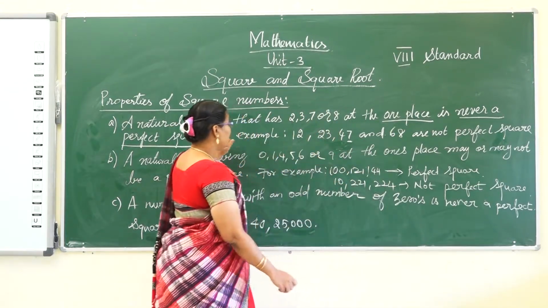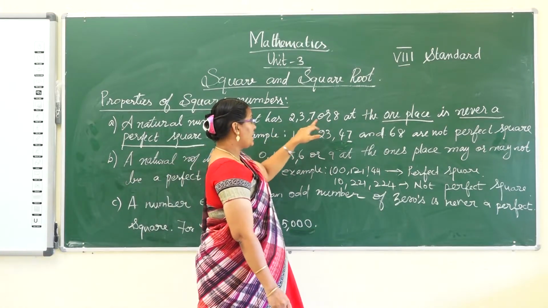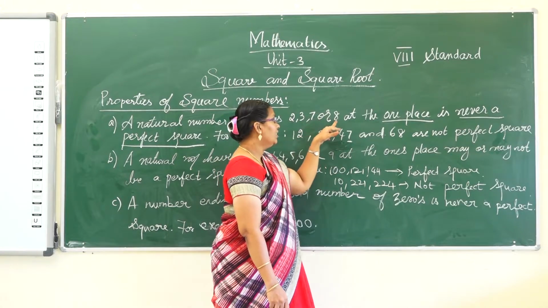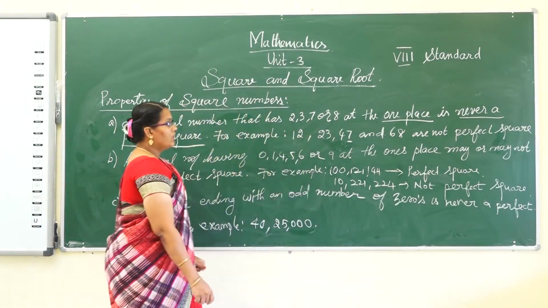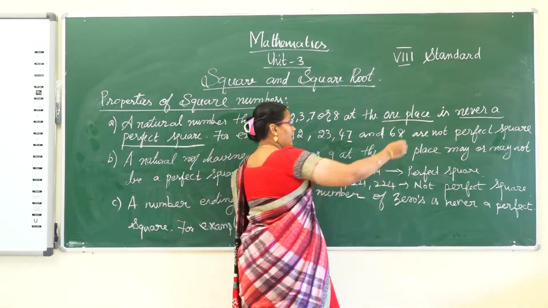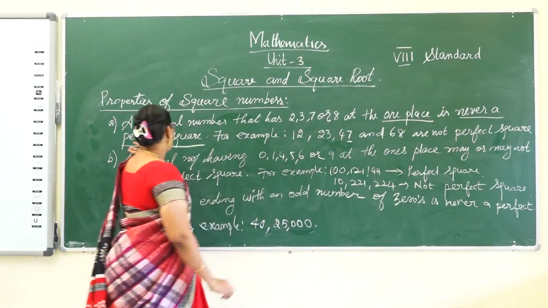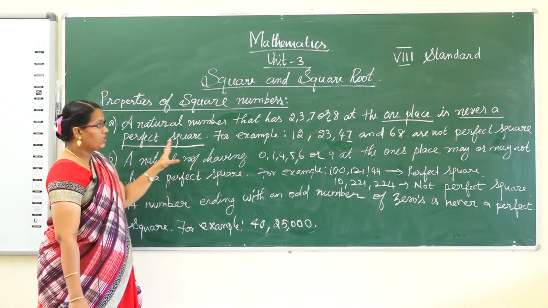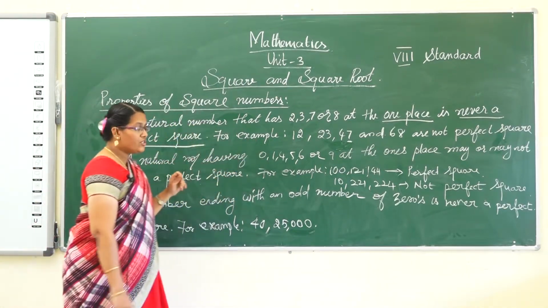Why? What is the reason? If the numbers 2, 3, 7 or 8 are present in the ones place, it's never a perfect square. This is all the examples for not perfect squares.